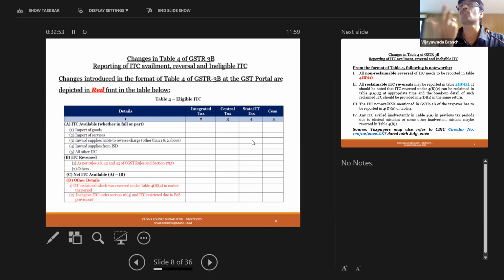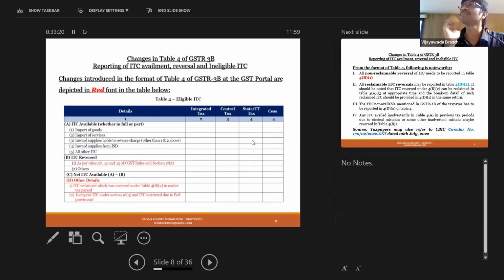Are you required to avail it in 4A5 and reverse it in 4B1, or you are not required to avail at all? First one, which means you are required to first avail and reverse. Reversal of which column, which row? 4B1 or 4B2? See, you have 2 invoices covered under 17(5) ineligible credit. You are required to put it in 4A5. You are required to reverse in which column? 17(5) permanent reversal. 4B1.